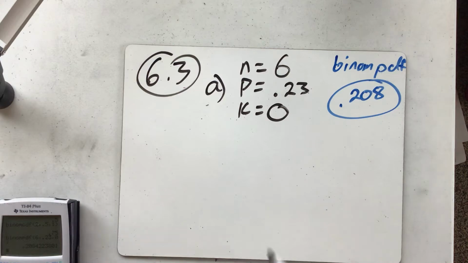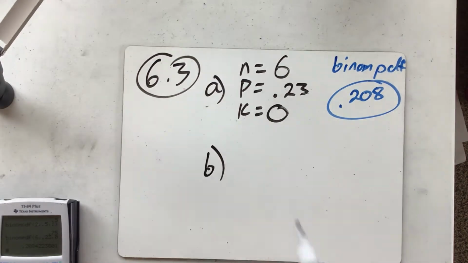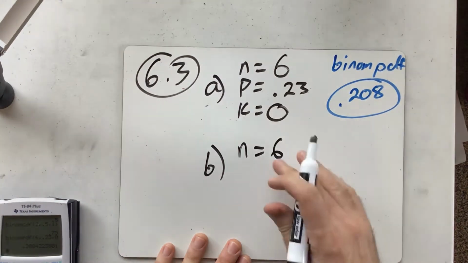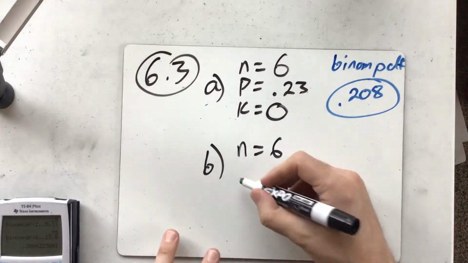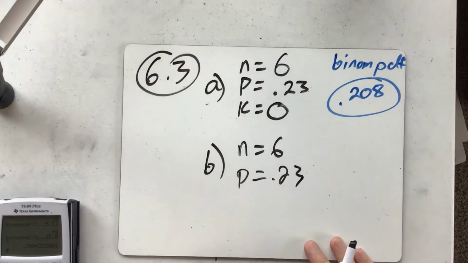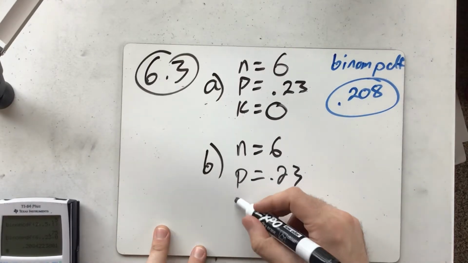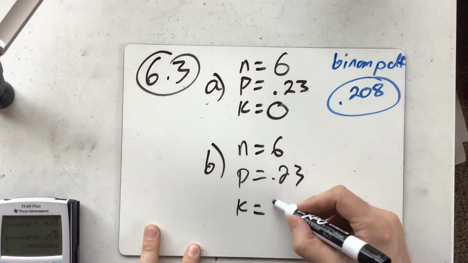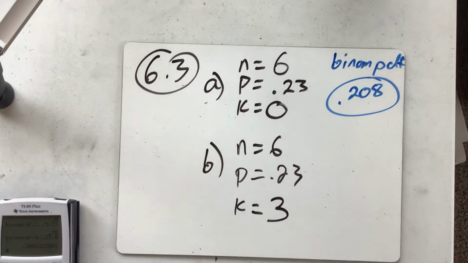Okay. Let's move on to part B. And part B says, what's the probability he scores 3 goals. So what's going to happen on part B? We're going to have the same number of experiments because he had the same number of shots. P is 0.23 because he has the same probability of having a success. K, however, is the number of successes. Now we're interested in calculating the probability he scored 3 goals. So I'm going to put 3 on here.